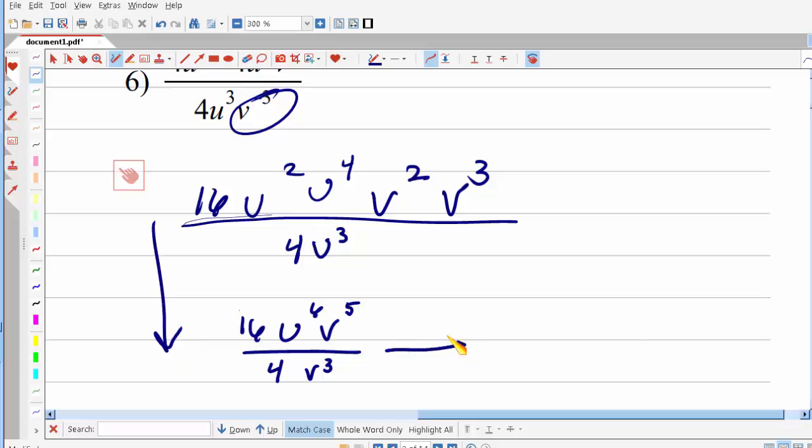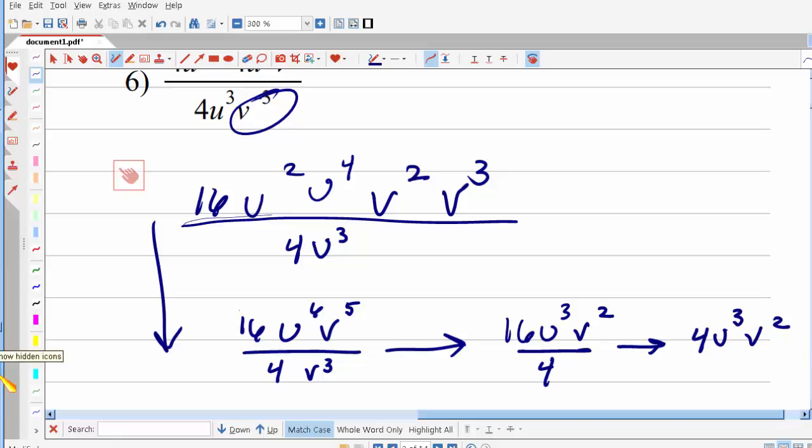And then I'm going to do, okay, I have 6 u's and 5 v's in the numerator, 3 in the denominator. 3 of them cross out, leaving me with 16 u to the sixth v squared over 4. And 16 over 4 is just 4. So I get 4u cubed v squared. All right, so that would be my solution.